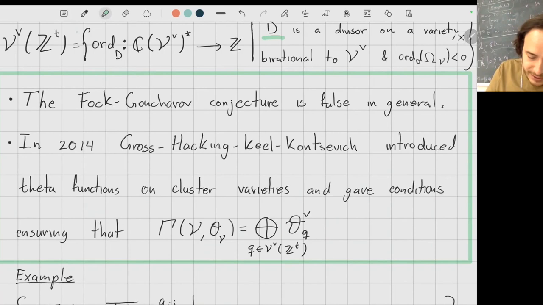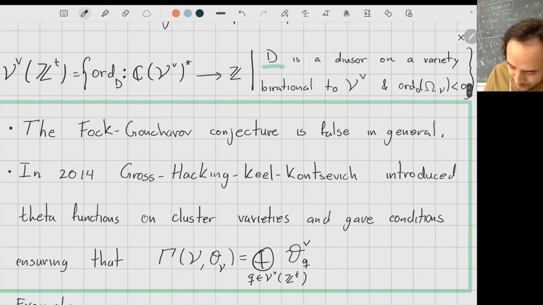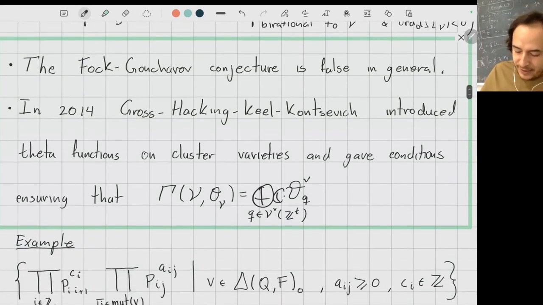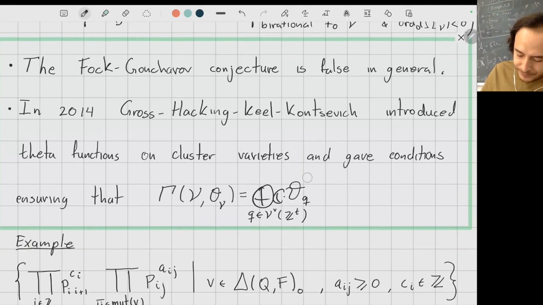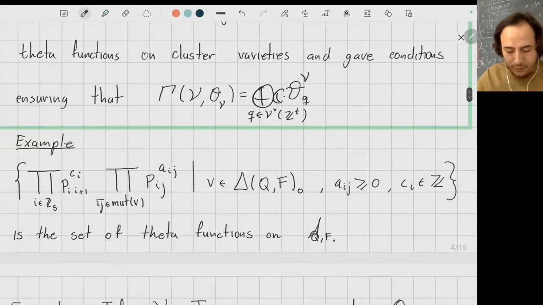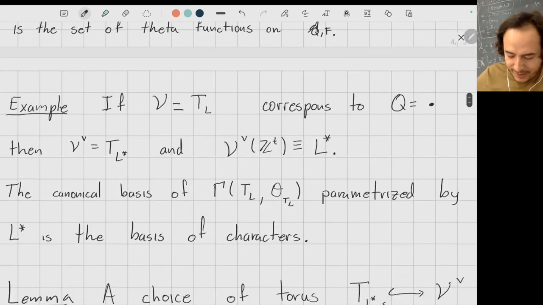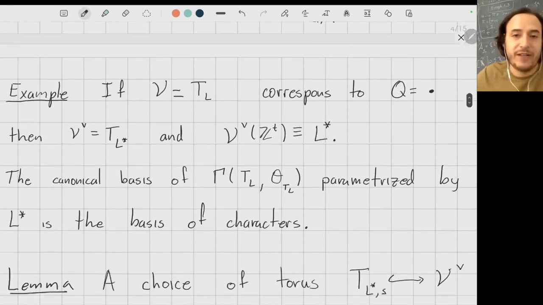In other words, maybe I should put a C here. As a vector space, this has a decomposition with a one-dimensional space determined by every theta function, and there's a theta function for every integral tropical point. So let me put an example. This would be my example of theta functions in my running example. But maybe before going to that, let me give the toric example.